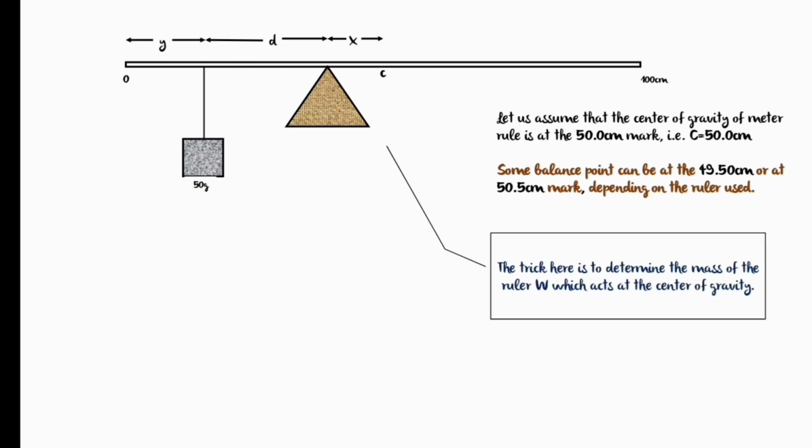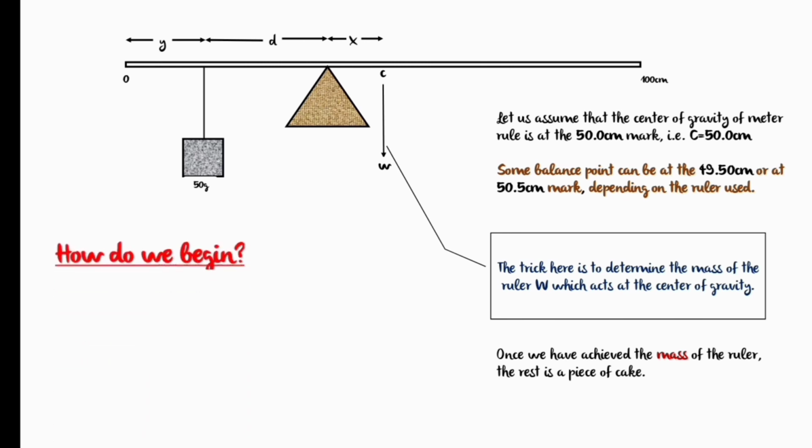Now the trick in this experiment is to determine the mass of the ruler, which we term W, and it always acts at the center of gravity. So, once we have achieved the mass of the ruler, now the rest is a piece of cake. Okay? How do we begin?